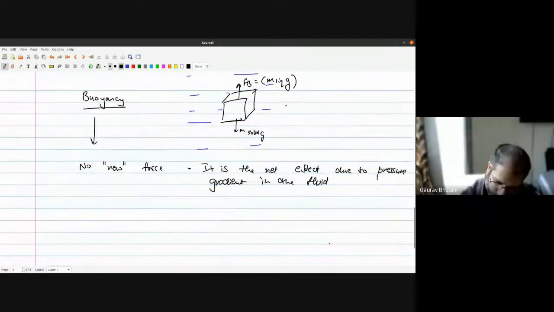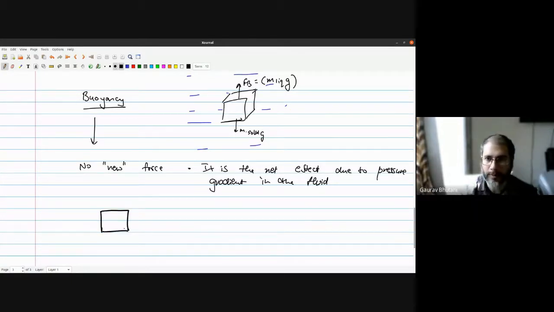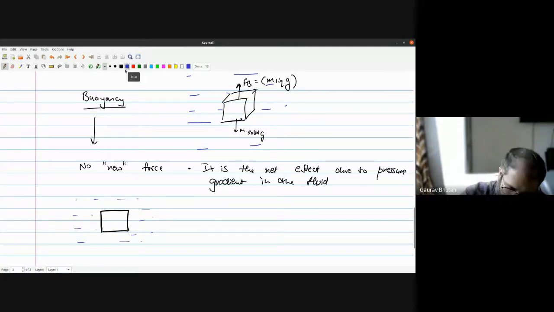So let's take this body that we have just taken. Let's draw it in 2 dimensions for simplicity. So we have this square body. In the third dimension, it becomes a cube or a cuboid. Now this body is immersed in a fluid. The fluid on the top surface is going to apply a force, and that will be equal to the pressure on the top surface times the area of the top surface.